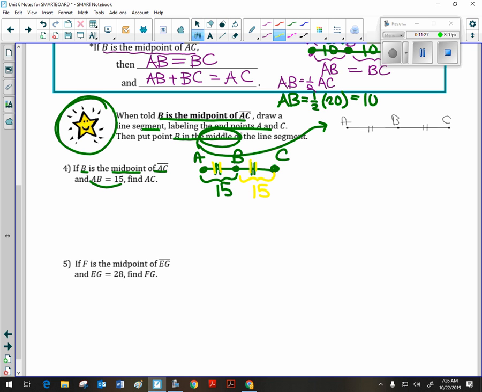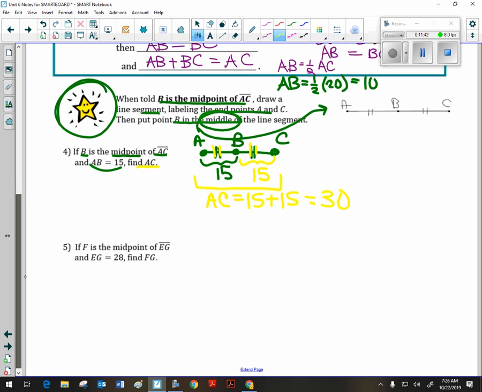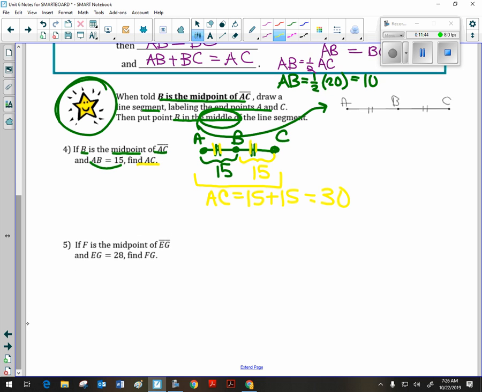AC, which is the whole thing then, will be equal to 15 plus 15, which is going to give me 30. Of course, instead of doing 15 plus 15, you could also do 2 times 15, because if one part is 15, so is the other.